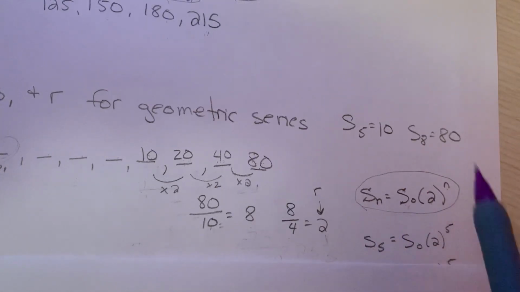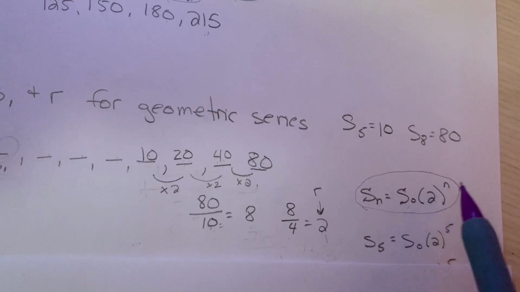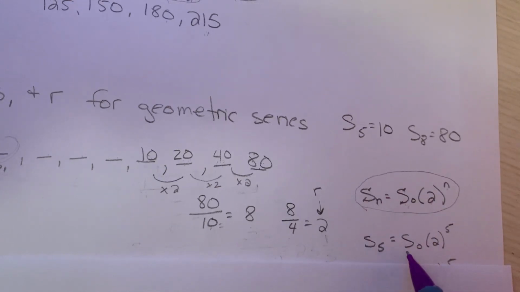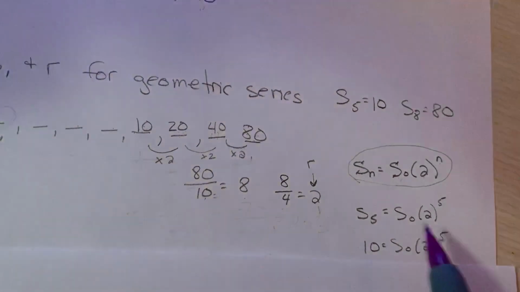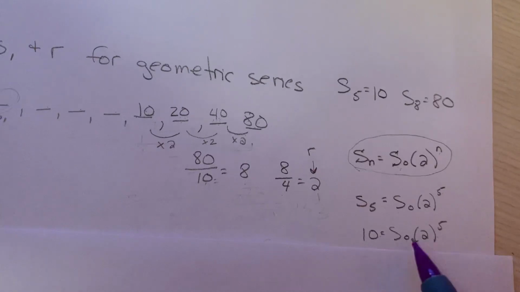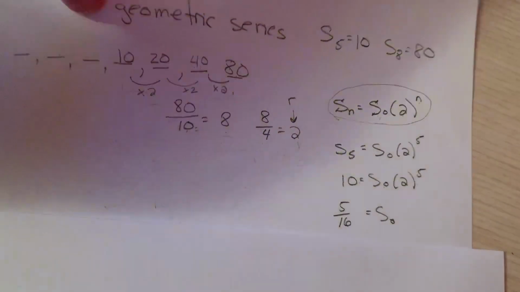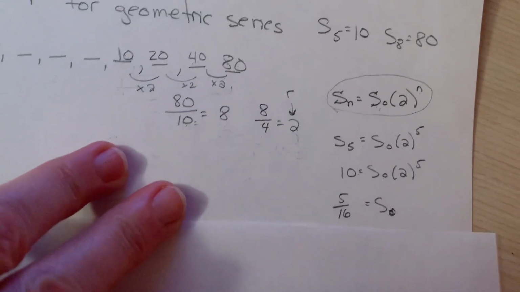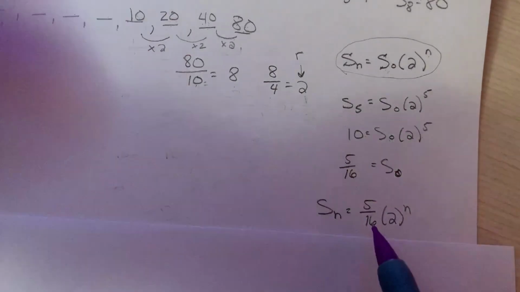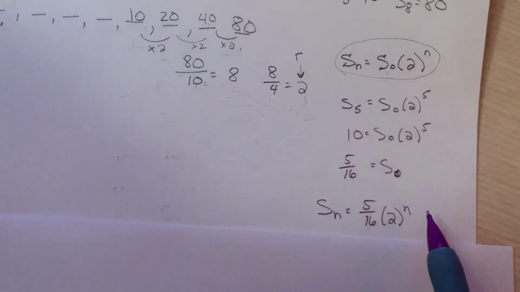So say I know S sub 5. S sub 5 is 10. So I'm going to substitute a 5 in here and here. So S sub 5 is S sub 0 times 2 to the 5th. I also know S sub 5 is 10. So now I have this equation. Now this I can solve for S sub 0. 2 to the 5th is 32. So S sub 0 is going to be 10 over 32 or 5 over 16. So that means my equation for this geometric series is 5/16 times 2 to the n.